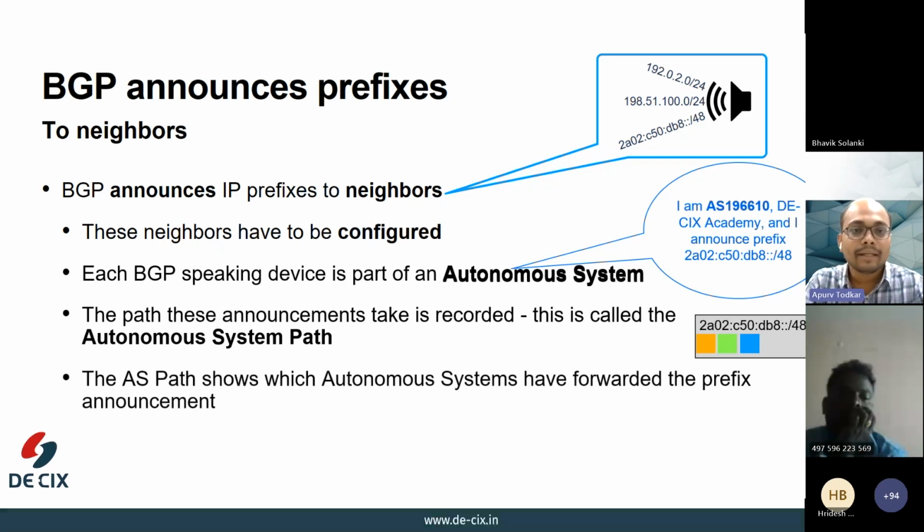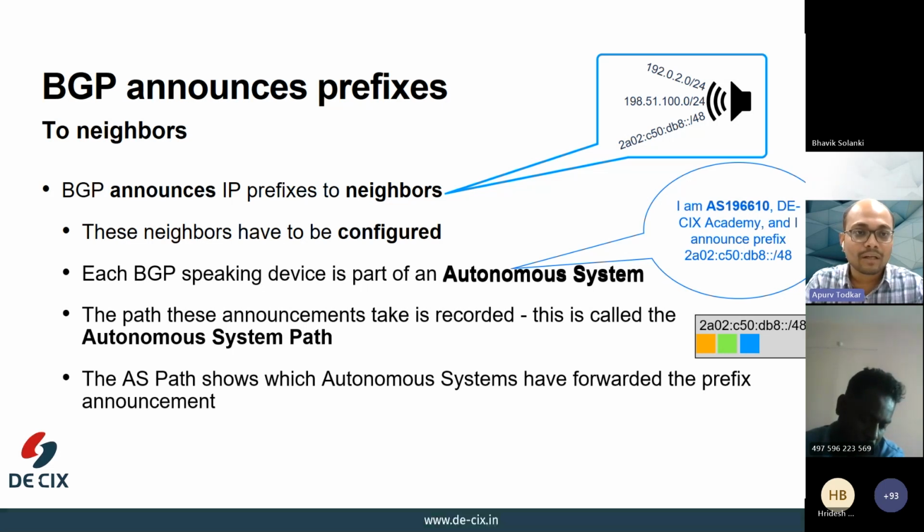So the key element here is the autonomous system number. Each BGP speaking device is part of an autonomous system. So when you think of a network or a provider, for example in this case DE-CIX Academy, even though we are very small, it has its own autonomous system and an AS number. These autonomous systems are numbered, and this number is attached to the prefixes and maintained as part of the routing information.